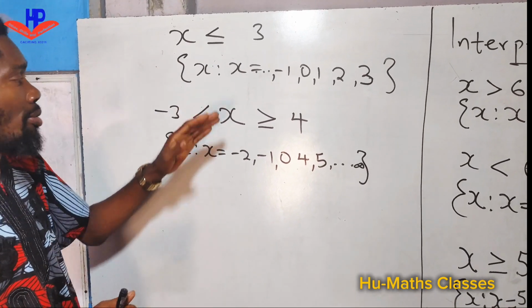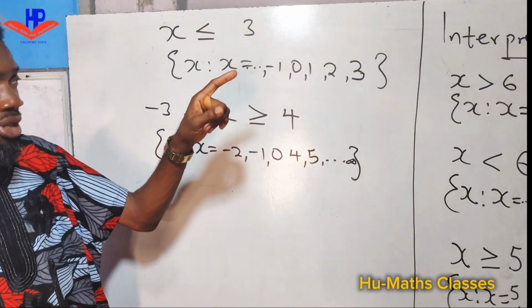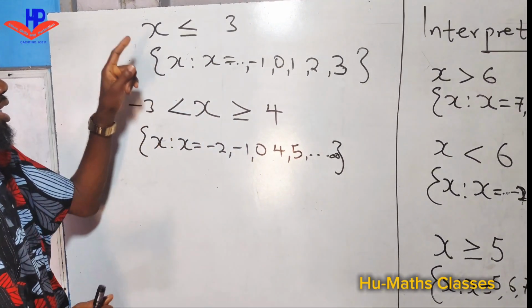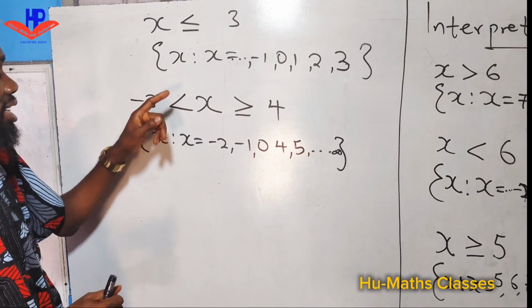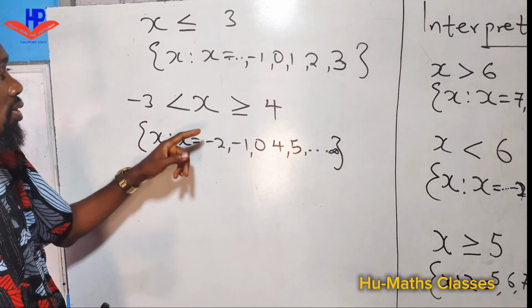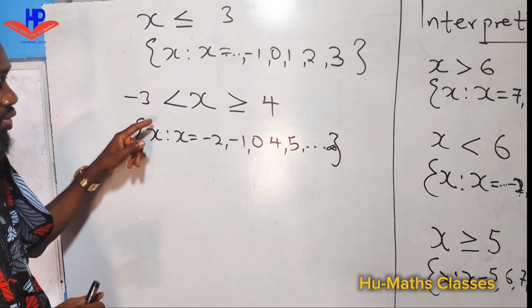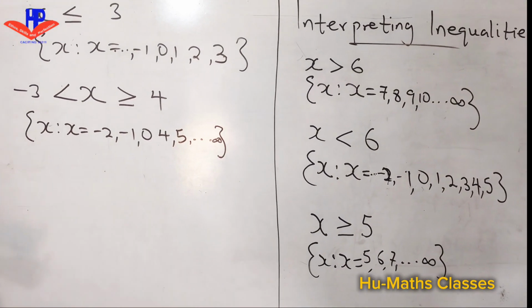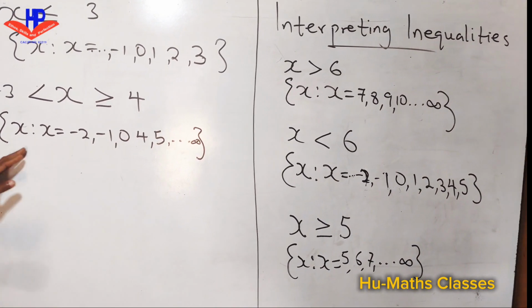So this is how you interpret inequalities. We started from the greater than sign, less than, greater than or equal to 5, less than or equal to 3, then x greater than or equal to 4 and greater than -3. And we've seen how it was all represented in the standard set form.